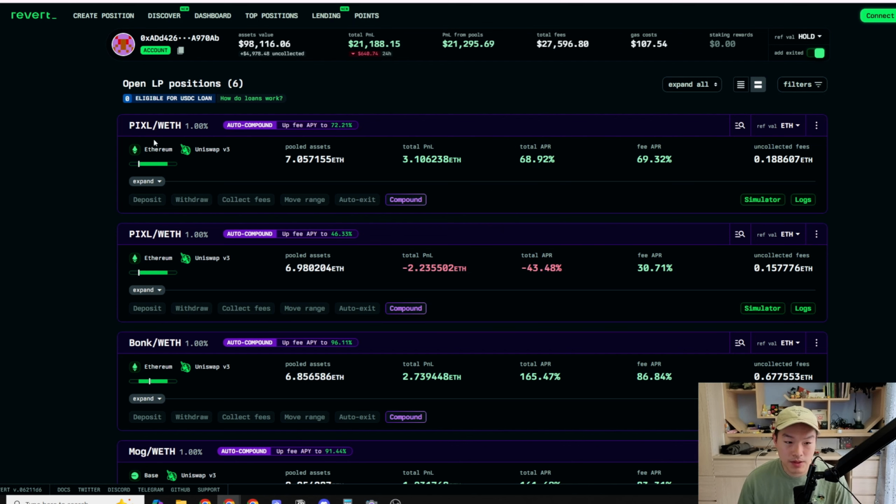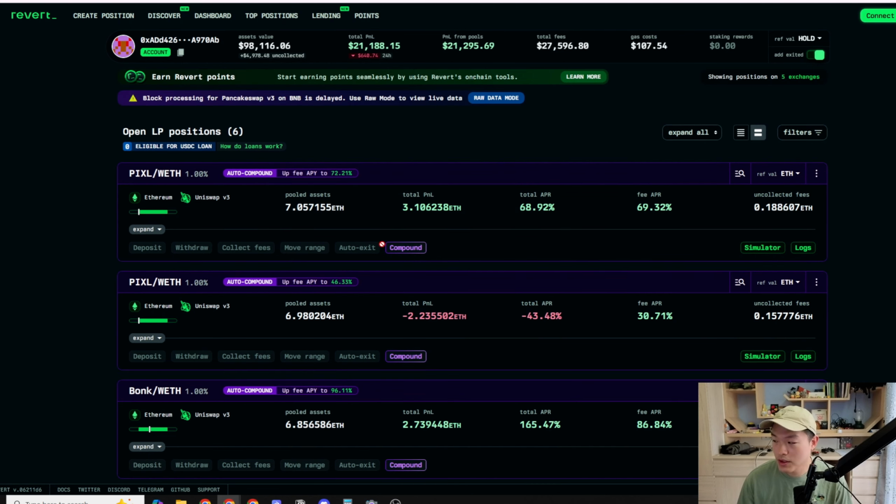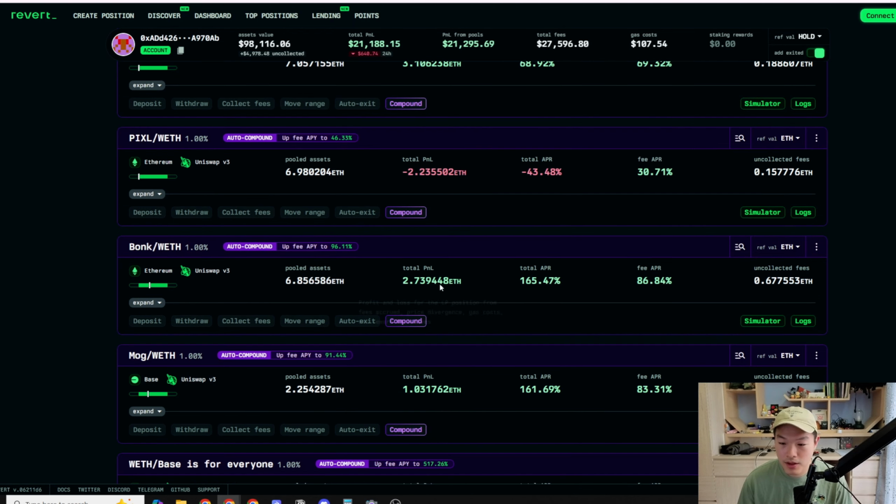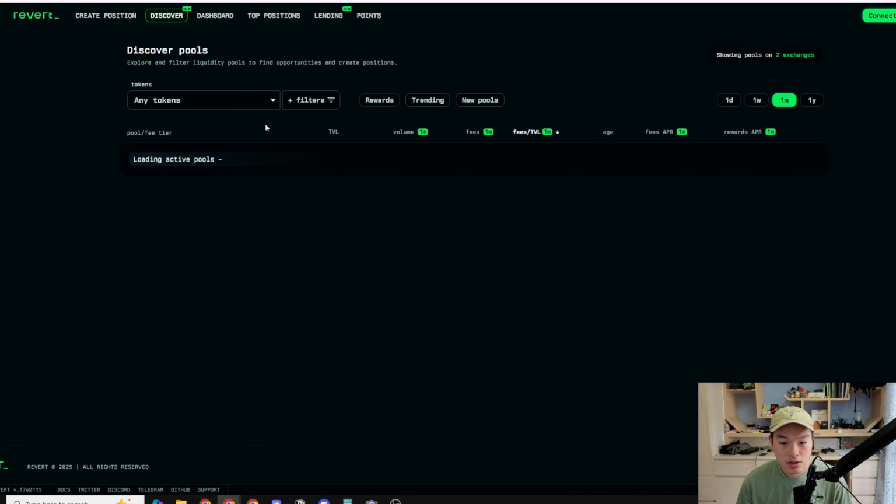Like recently, Pixel has seen a little bit of a retracement. It's a very small cap gaming token that I have a lot of conviction in. That's why I have such a big position. But alts in general are very volatile. And a lot of times we can make a ton of profit like this Bonk and Ethereum pool here when the token really takes off. So let's take a look at this Discover function here.